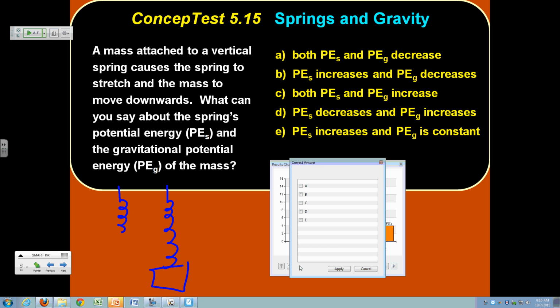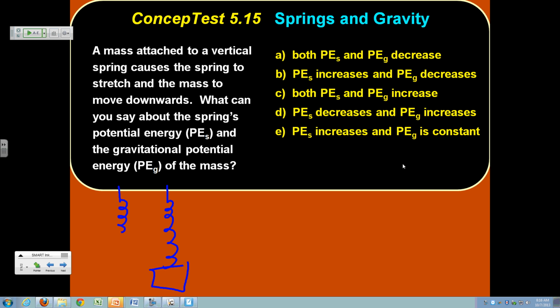That's right. B is correct. Because x is increasing, that is the elongation of the spring. So the potential energy of the spring is increasing, 1/2 kx squared.